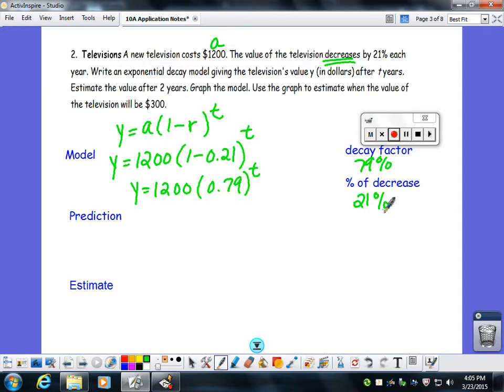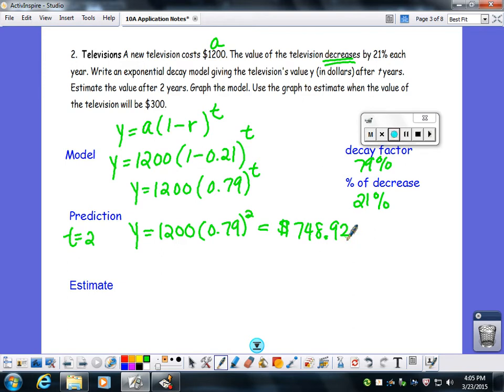So that means t is equal to 2. So you're going to plug 2 in for t and evaluate that. This is money, so we're going to round to 2 decimal places. I'm getting $748.92. That's how much my TV is worth after 2 years.